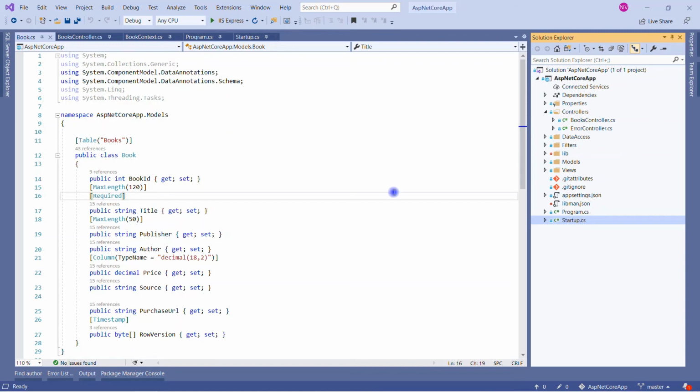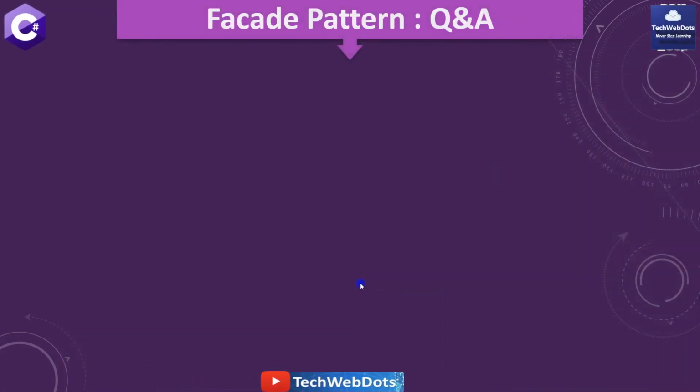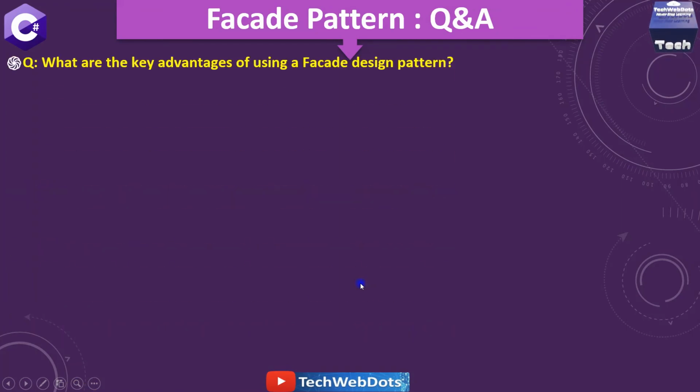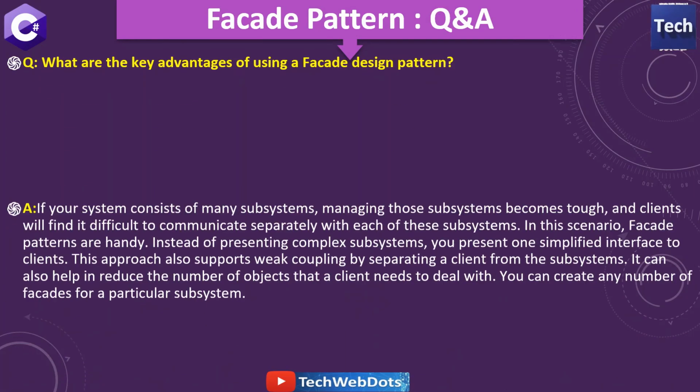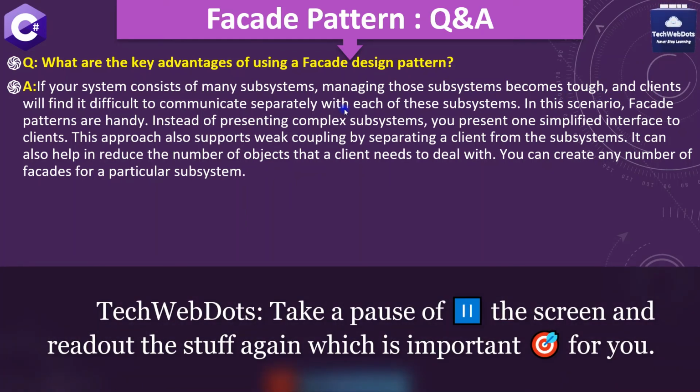Okay, let's go back to the presentation, where I want to discuss the major advantages and a few important questions that you must be thinking. Let's move ahead from here. The very important section of this video is the key advantages of using the Facade design pattern. If your system consists of many subsystems, managing those subsystems becomes tough, and clients will find it difficult to communicate separately with each of these subsystems. In this scenario, Facade patterns are handy.